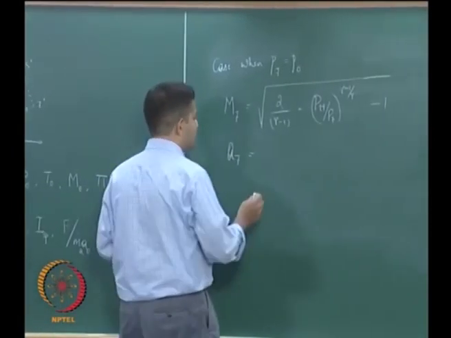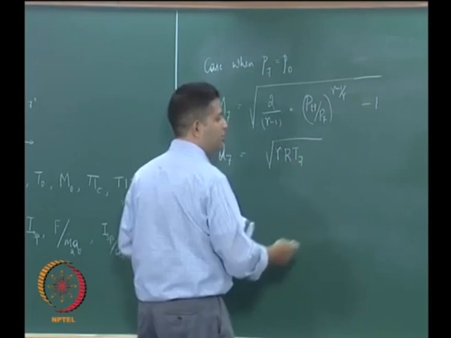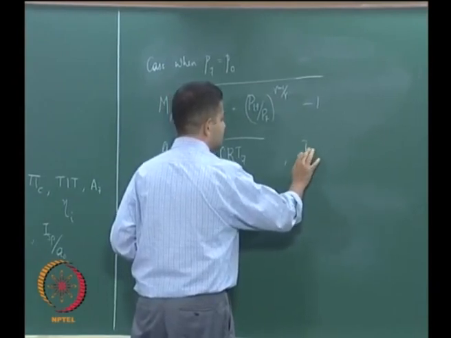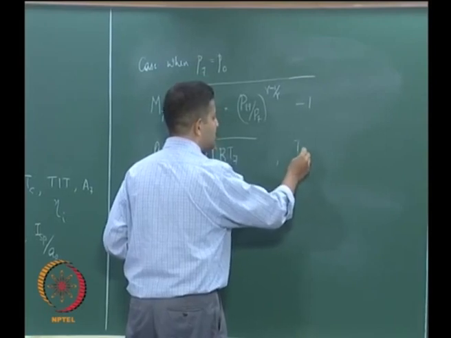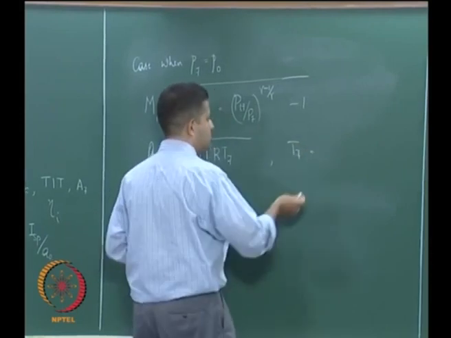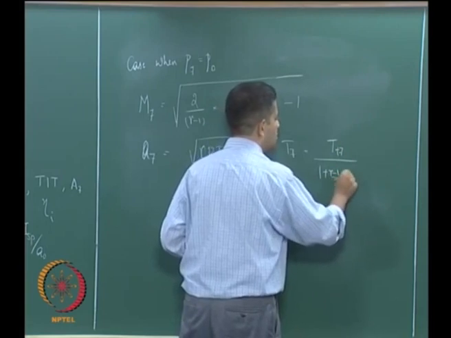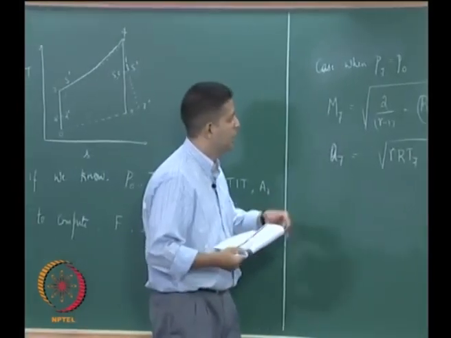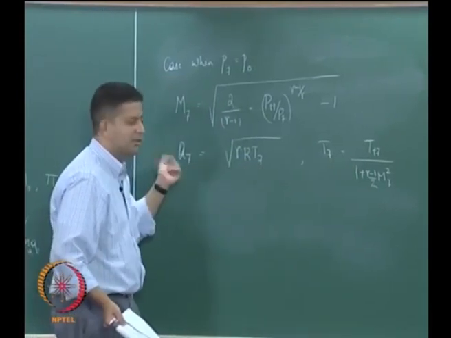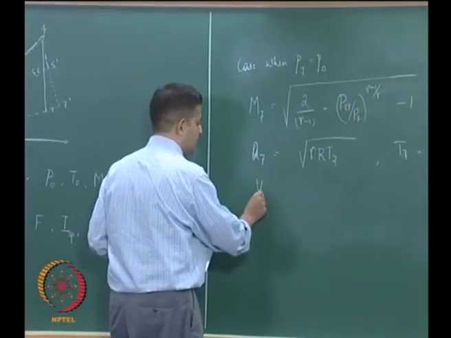So A7 is nothing but under root gamma r T7, but I don't know T7 as yet. So let us get T7 as, what do we know? T7 by TT7 is equal to, or T7 is equal to, okay. So I know M7, I know TT7, so I can get T7, and since I know T7, I can substitute it here, I get A7. Now knowing Mach number and A7, I can calculate the velocity at the exit, that is V7.